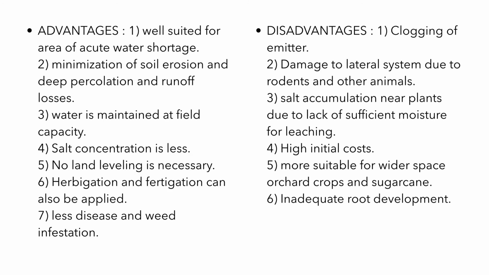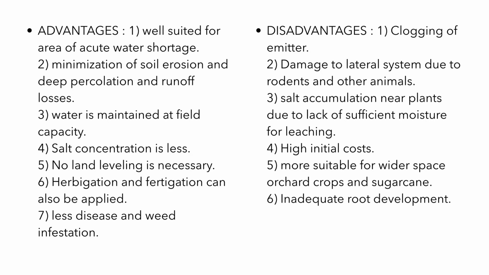It has some disadvantages, like clogging of emitter, means the emitter can be clogged by soil particles etc. The second disadvantage is damage to lateral system due to rodents and other animals. Lateral pipes are those which are attached to sub pipelines. They could be damaged by rodents like rats etc. So it's also a disadvantage of this system.